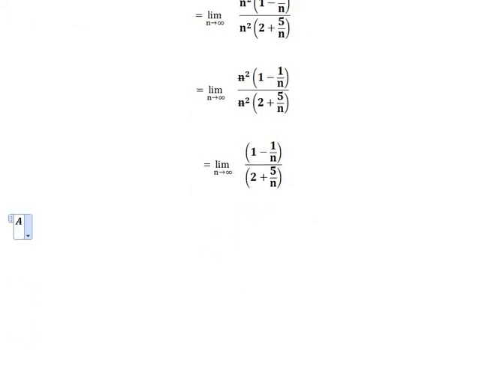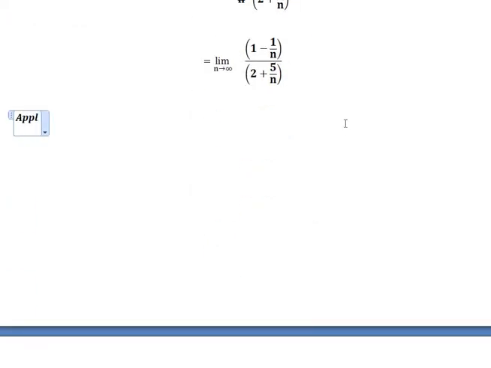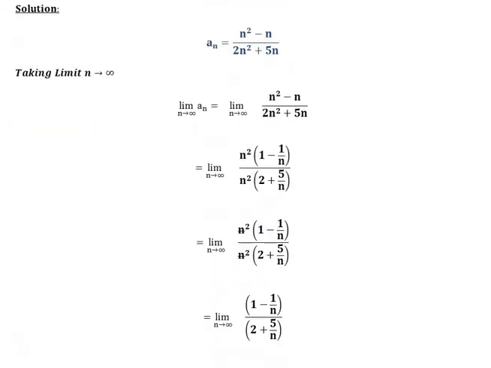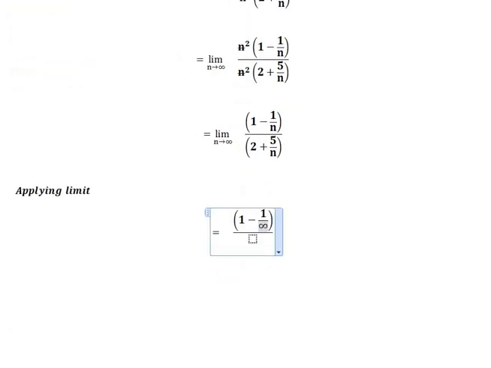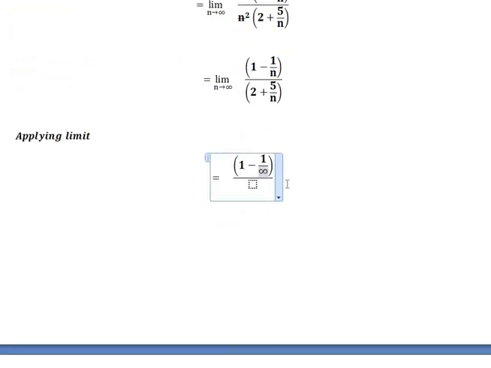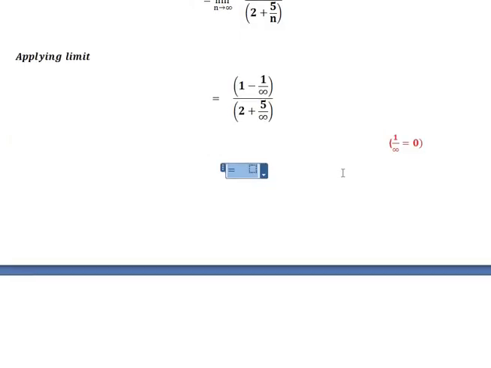So now we can apply the limit. Okay, so applying the limit here, 1 minus 1 over infinity, because limit n tends to infinity, as you can see, divided by 2 plus 5 over infinity, and you must remember that 1 over infinity equals 0. So now minus 1 over infinity equals 0, so 1 minus 0 divided by 2 plus 5 over infinity equals 0.